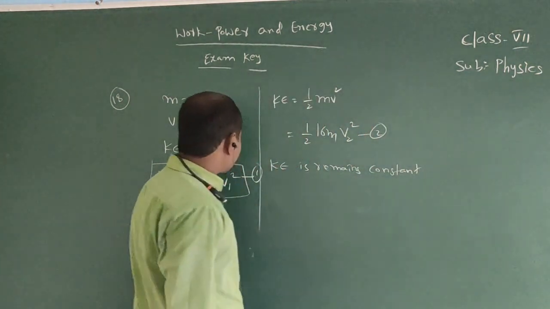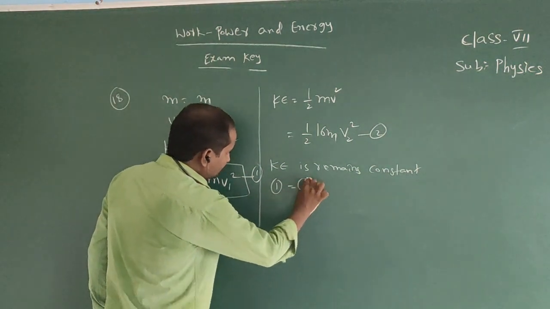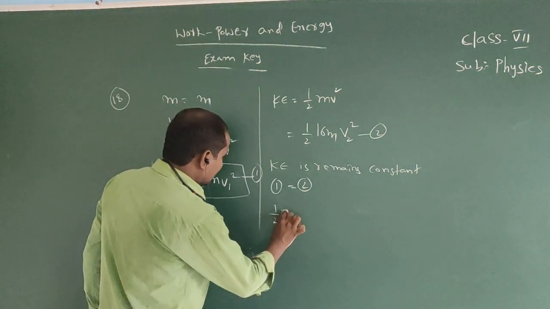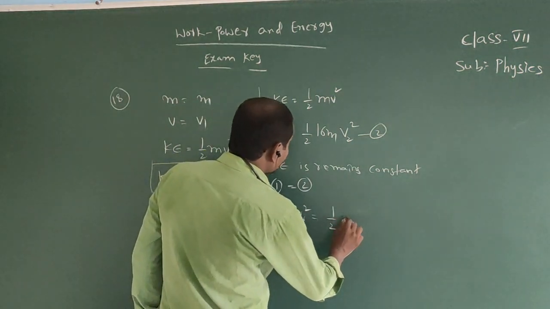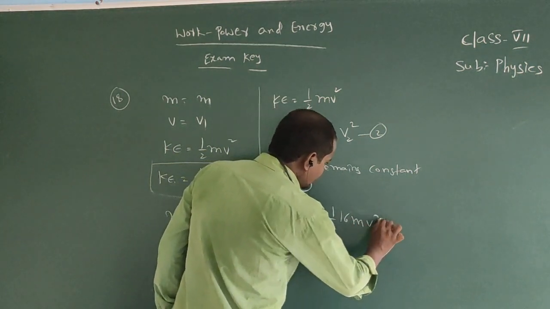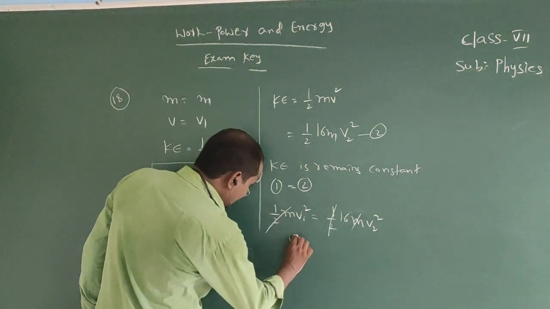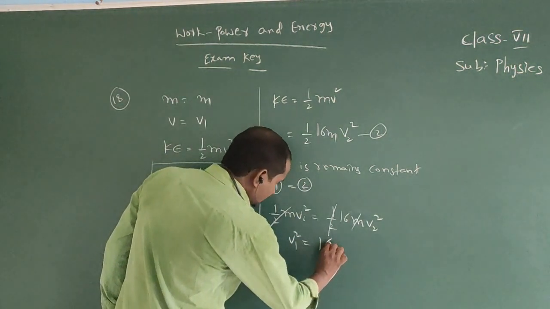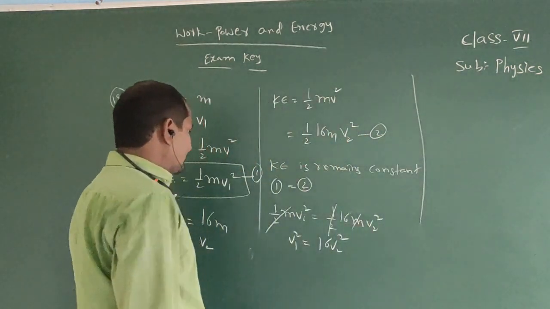K remains constant. That means equation number 1 equals equation number 2. Here half into m into v1 square equals half into 16 m into v2 square. So half m we cancel. Here v1 square equals 16 v2 square.